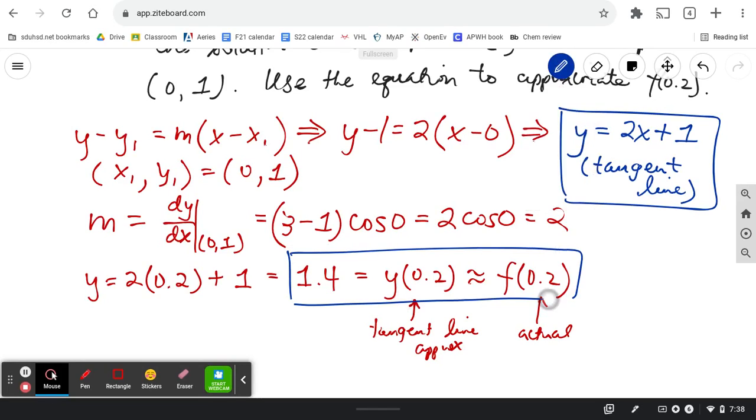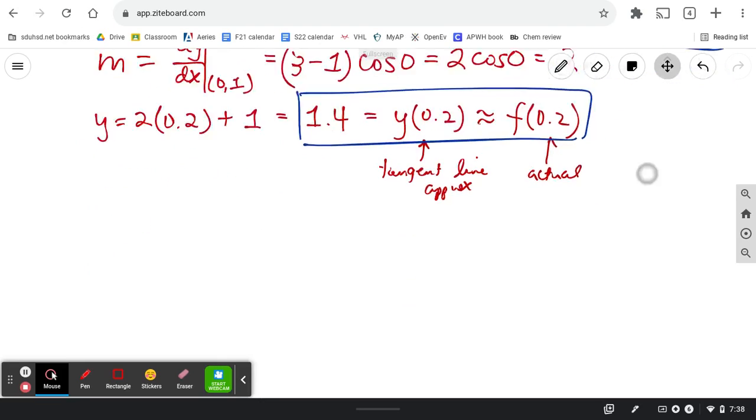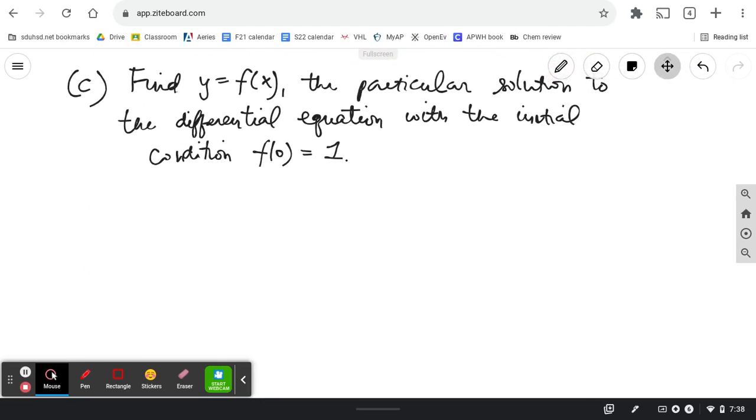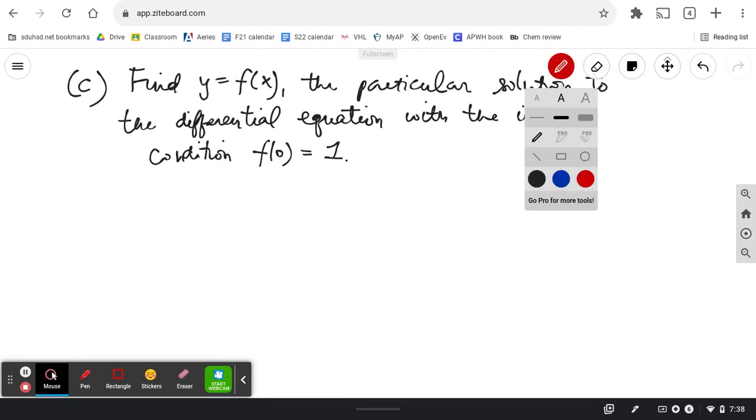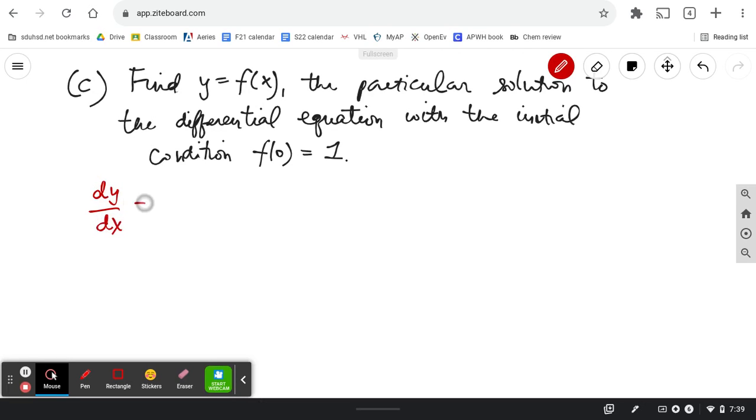1.4. Now the final part of the problem asks us to actually find the particular solution to the differential equation with the initial condition f(0) equals 1. So here we'll have to integrate both sides by the separation of variables method. So our initial differential equation is dy/dx equals 3 minus y times cosine of x.